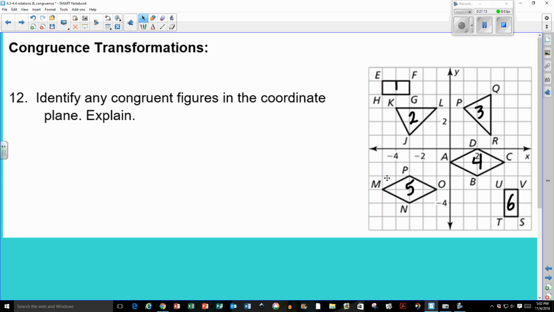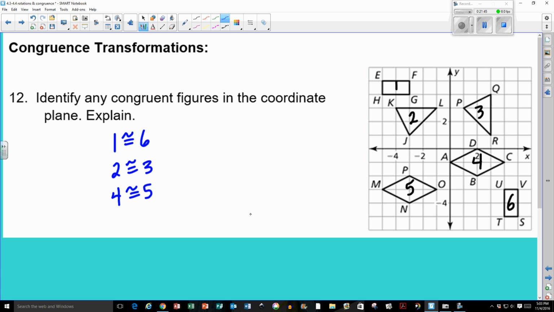All right, so let's talk about what figures are congruent. To save us some time, I numbered the figures in the picture because it would be easier. For example, figure 1 is congruent to figure 6. 2 is congruent to 3. And figure 4 is congruent to figure 5. Explain.